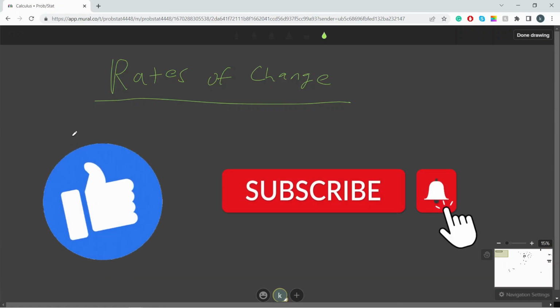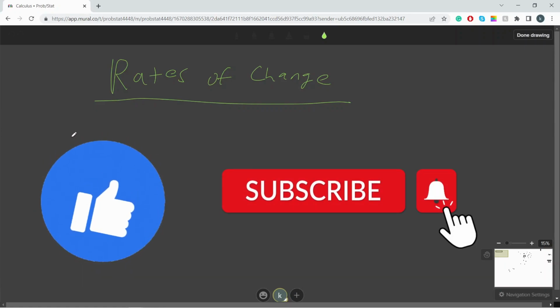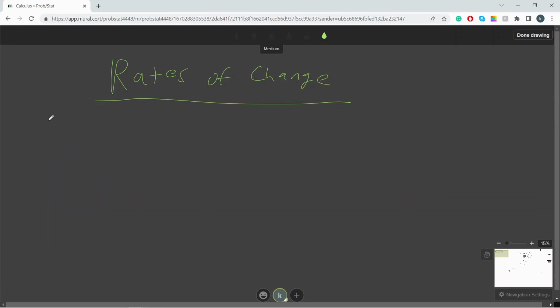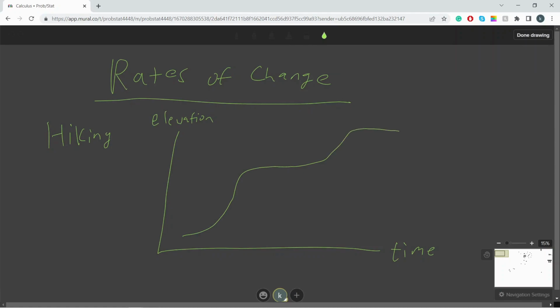In this video, I want to take a step back at the analogy we established at the beginning of this playlist. You might recall that we've talked about hiking, right? And I've drawn a picture of an elevation versus time graph. So at a certain time, what elevation are we at in our hike? Here's an example of such a graph. We might have a hike that goes like that.